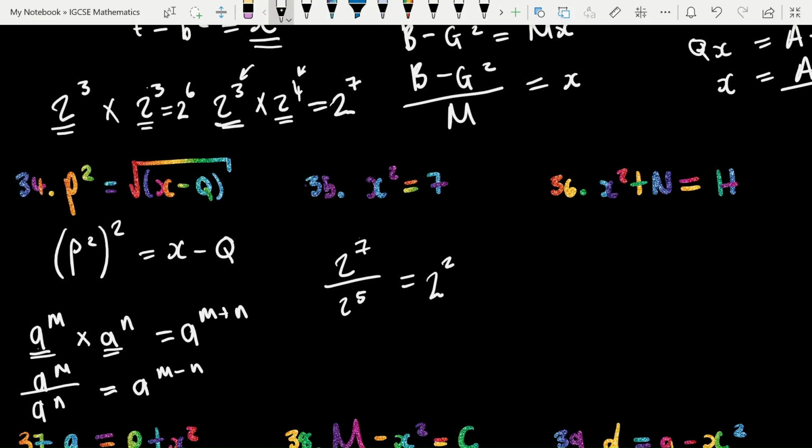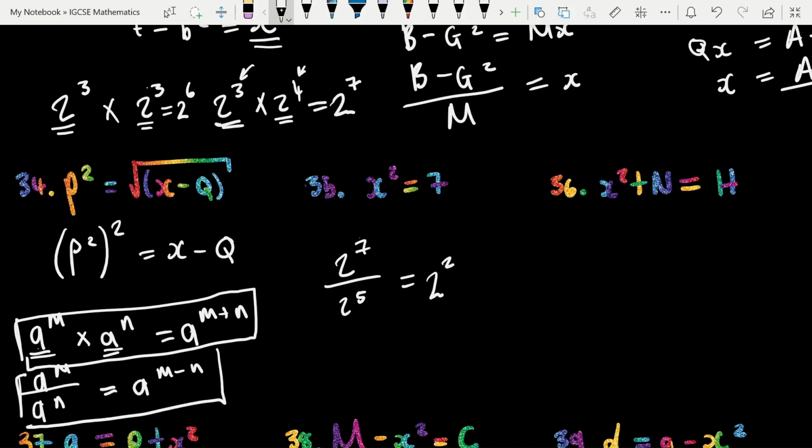This is law number 1, and the one at the bottom is law number 2. Sorry, it's a bit clustered. Then we go to law number 3. It just says if you have a number with a power and that number is raised to another power, what you do is multiply the powers. It'll be m times n, or mn.